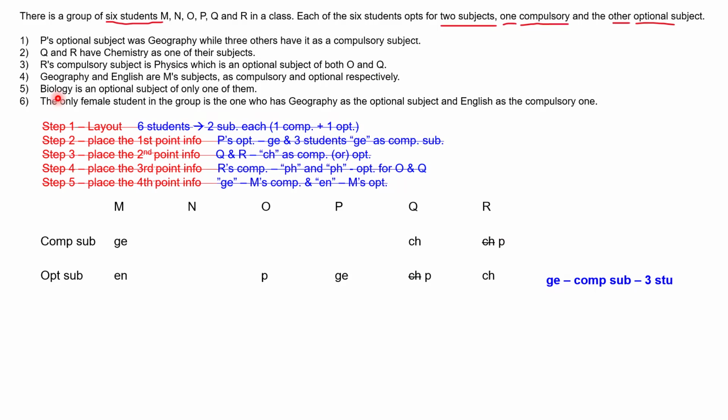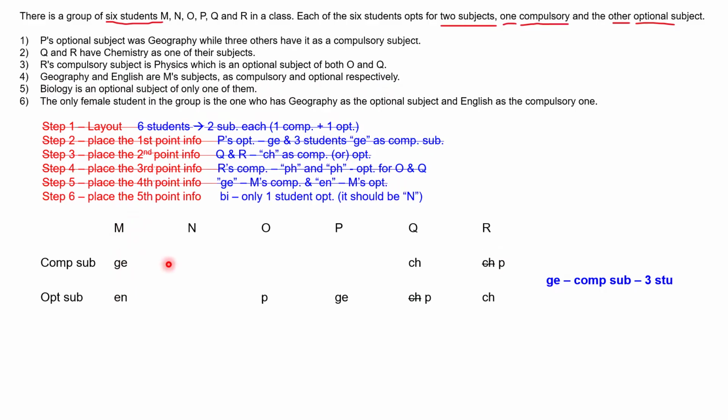And in the next, fourth point, it's given that geography and English are M's subjects as compulsory and optional respectively. So under M, we'll write geography as compulsory and English as optional subject.